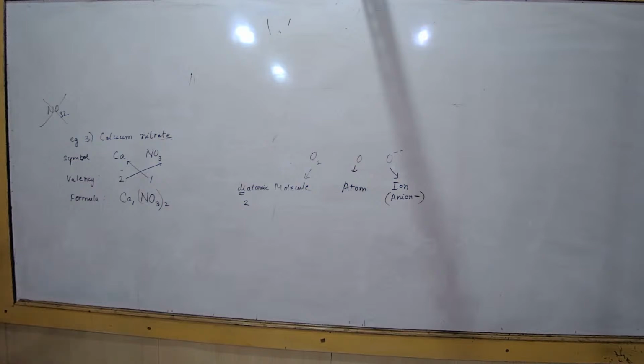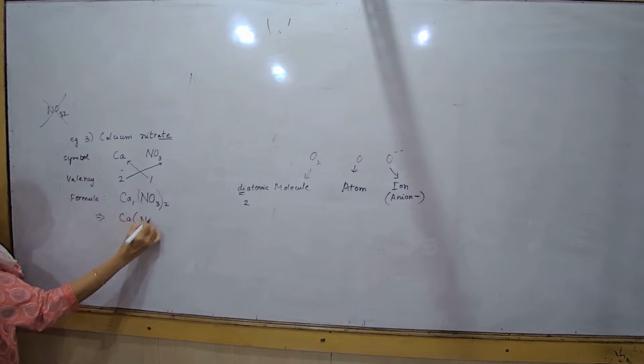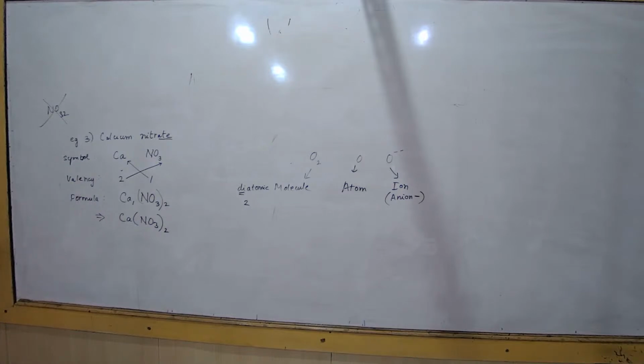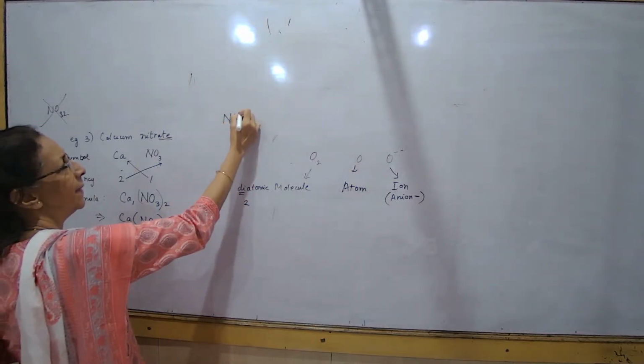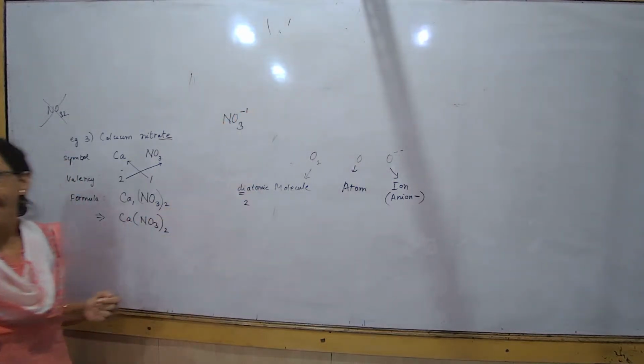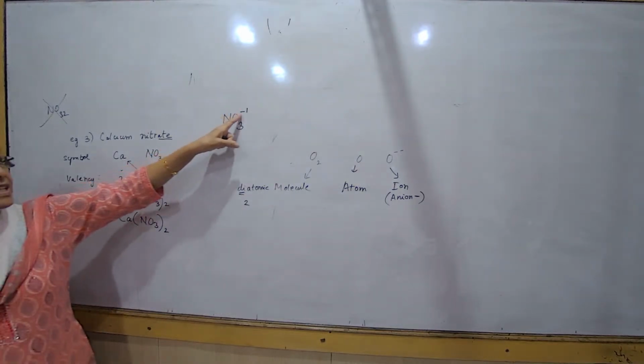So what does it mean? It has got 1 atom of calcium and it has got 2 nitrate species. No, you're getting confused. Okay, where did you get confused? Nitrate, no? NO3 minus 1. Okay. I was confused that it was -3. That's not -3, that is -1, right?